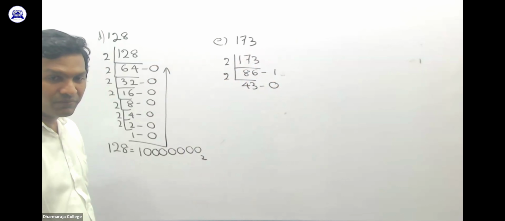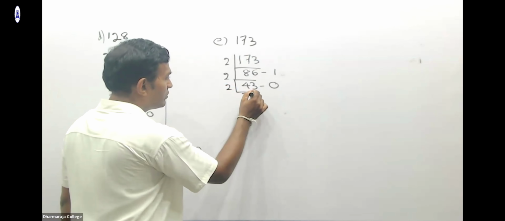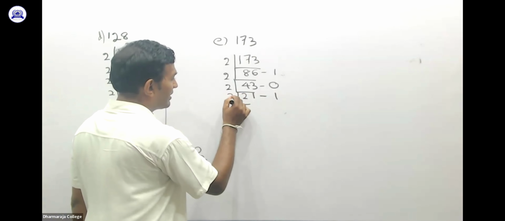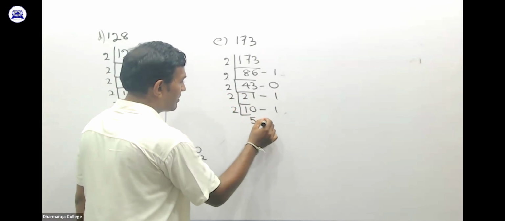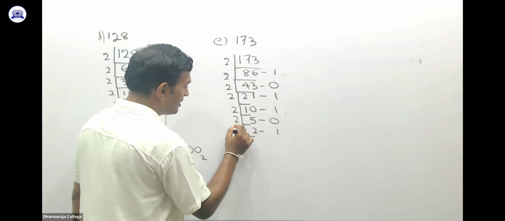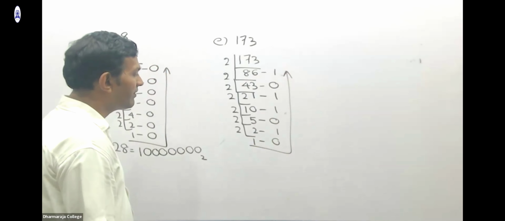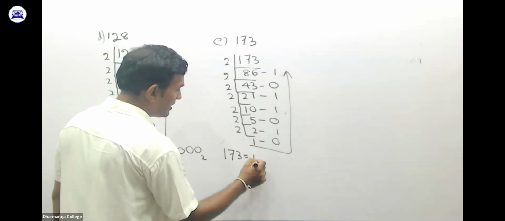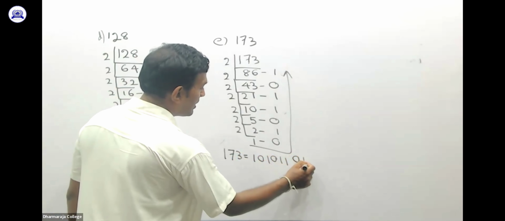Then divide 43 by 2, it's 21, remain 1. And we take here 10, remain 1. Here it's 5, remain 0. Here 2, remain 1. And here 1, remain 0. So we can write 173 as 1, 0, 1, 0, 1, 1, 0, 1, base 2.